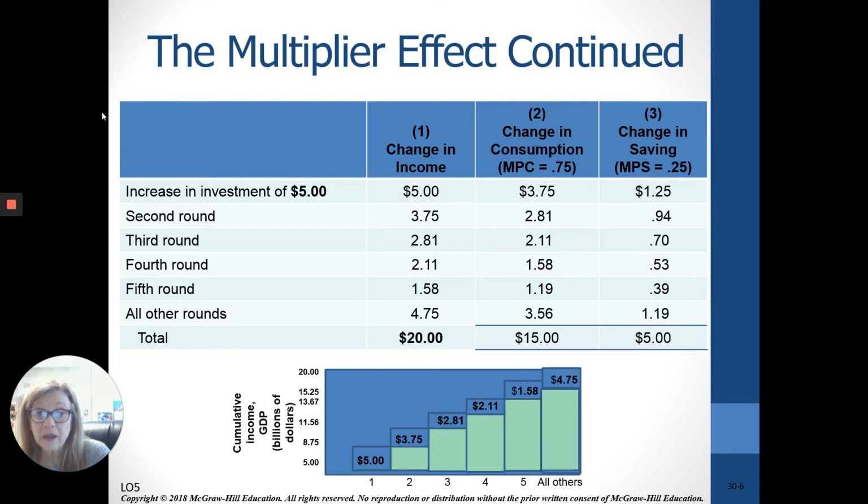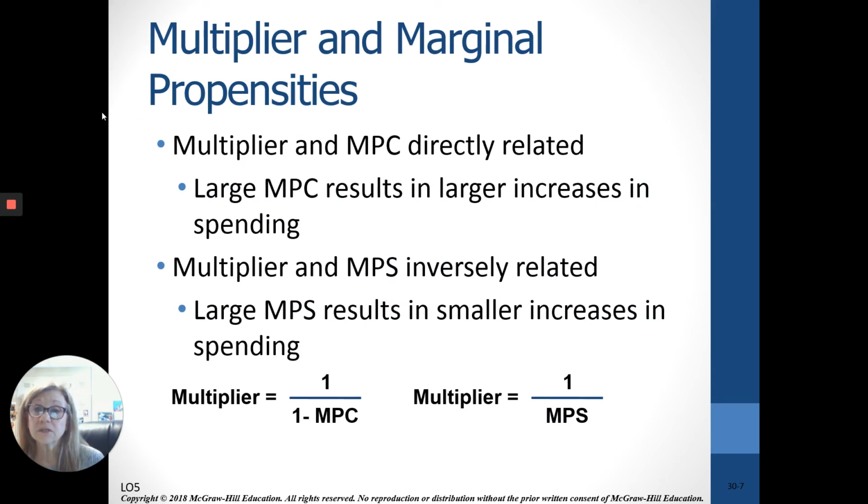Of course, we had to borrow money to pay for those programs, so the U.S. debt deficit did go up. But that's basically the multiplier. So this is important. The larger marginal propensity to consume results in a larger increase in spending. So the multiplier and the marginal propensity to consume are directly related. Larger marginal propensity to consume, larger the multiplier. So the multiplier and the marginal propensity to save are inversely related. A large marginal propensity to save would result in a smaller increase in spending.